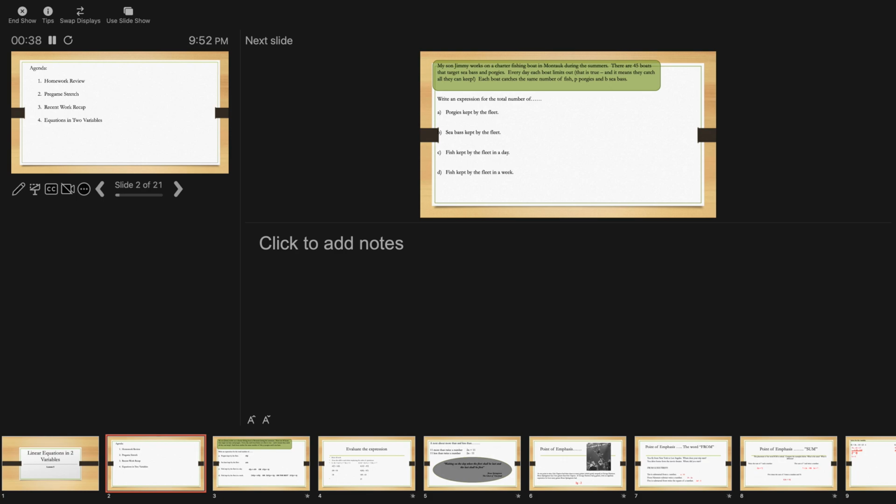So we already reviewed the homework and we reviewed the pre-K stretch. And then we get into reviewing the recent work. You should keep in mind that we just took a quiz and the quiz results were good by and large. For the most part, I think the average was a 95. And now we're going to work our way toward a quiz at the end of this week and the test.